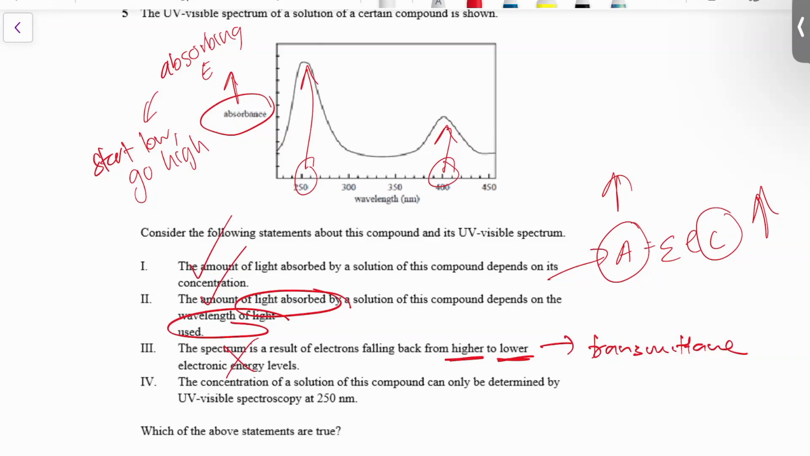Which one was it? Where the graph looked upside down because it was plotting the opposite thing to the other ones. Yes, infrared. Infrared is the only one that plots in transmittance. Most of the graphs plot absorbance. So you cross out C because 3 is not true, and statement 4, the concentration of a solution of this compound can only be determined by UV visible spectroscopy at 250 nanometers. True or false?